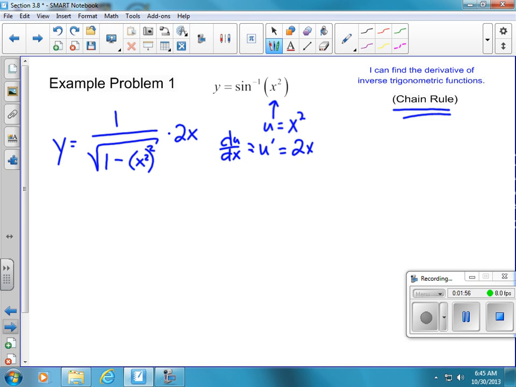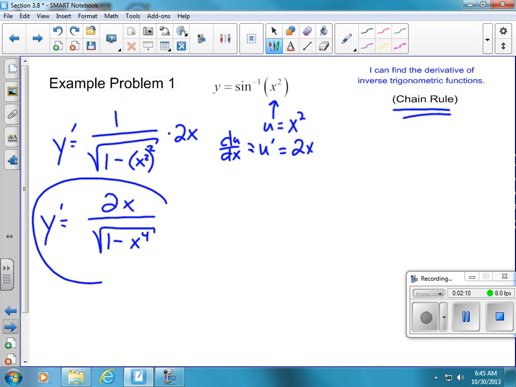So now we're just going to rewrite this. That's a derivative, by the way. We're going to rewrite this and clean it up a little bit. 1 minus x to the 4th. And we'll put our 2x on top. And that is the answer.